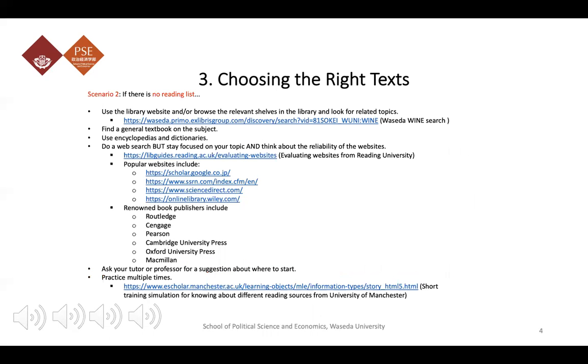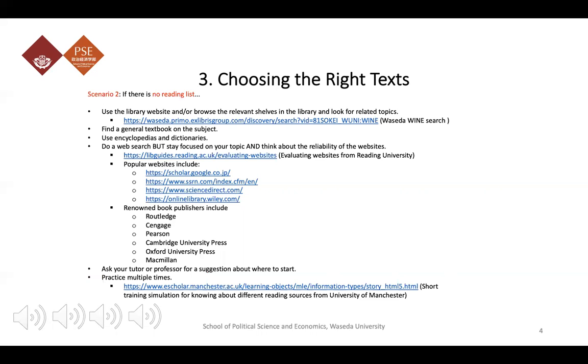The second scenario is that the professor does not assign a specific reading list. In this case, in order to develop your thesis or your theory or your empirical structure for your paper, you probably need to do a large amount of literature review by yourself. So you will need to find resources online, especially during this COVID-19 situation. You normally would not go to libraries in person.